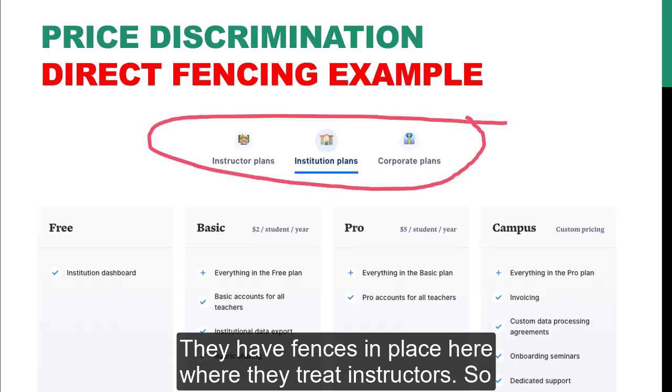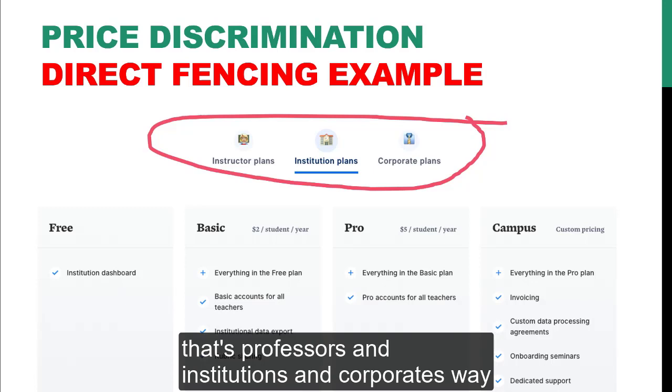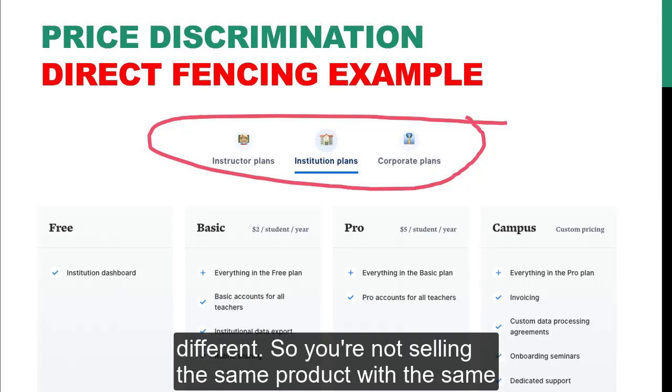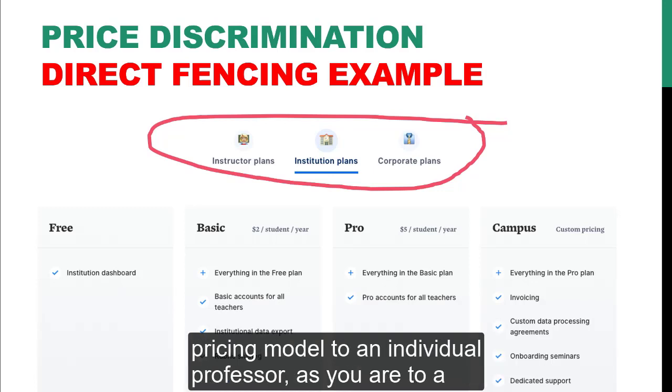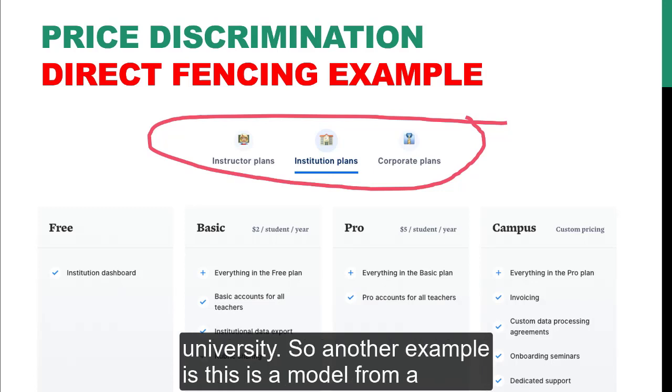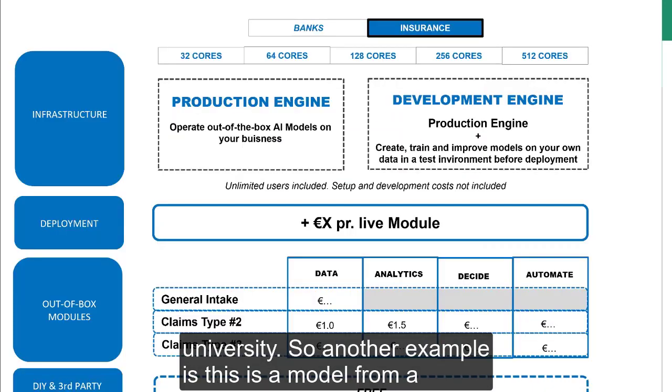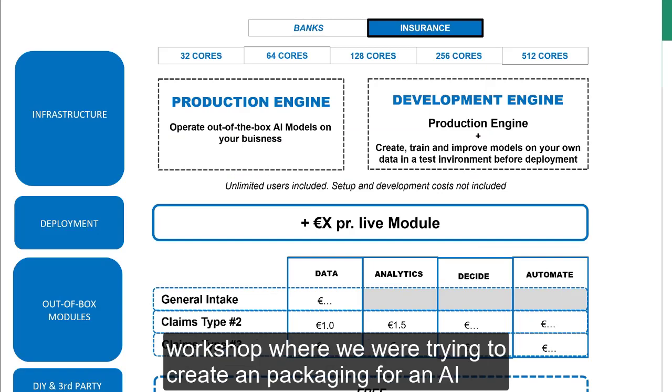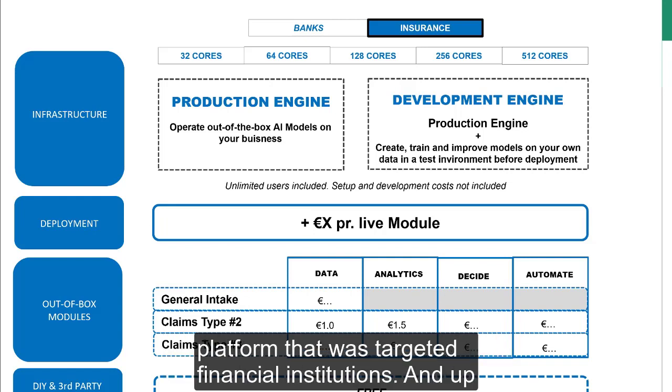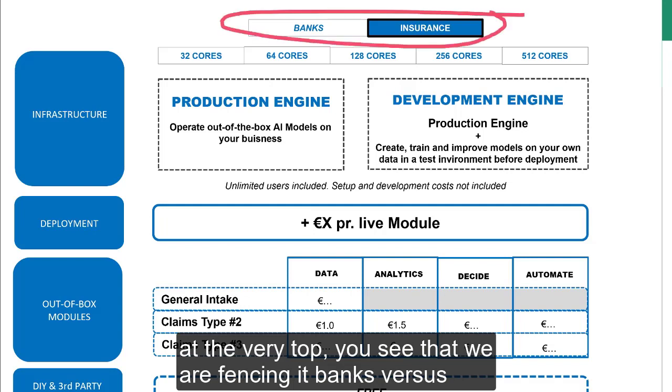They have fences in place here where they treat instructors, so that's professors, and institutions and corporates way differently. So you're not selling the same product with the same pricing model to an individual professor as you are to a university, and so on and so forth. Another example is a mock-up from a workshop where we were trying to create a packaging for an AI platform that was targeted at financial institutions. And at the very top, you see that we are fencing it banks versus insurance companies.